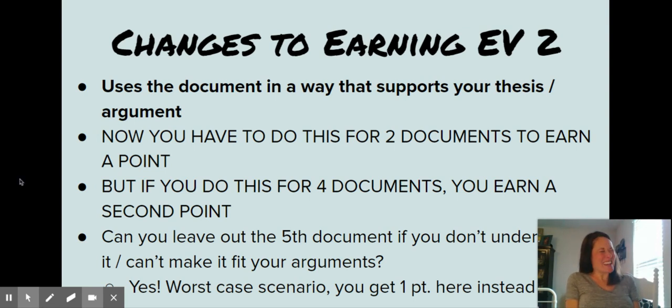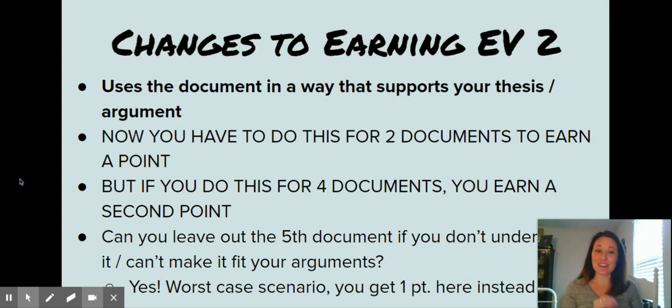Evidence 2, okay, this one, there's a little more that's changed here. The skill has not changed. This is using the document in a way that supports your thesis or your argument. So I maintain, and like I've told you this all year, I really do believe you have to have a thesis to earn this point. At minimum, you have to have a topic sentence to start your body paragraph that makes an argument in response to the prompt if you're going to get this point, okay? So the skill hasn't changed. Supporting a thesis is what you have to do in evidence 2.